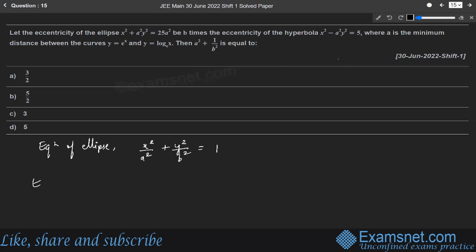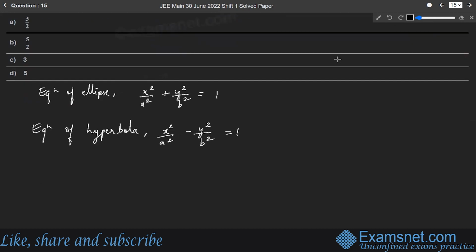Now, standard equation of hyperbola is x square upon a square minus y square upon b square is equal to 1. Now, what is the equation here for ellipse? The equation is x square plus a square into y square is equal to 25a square. So let us write this equation. X square plus a square y square is equal to 25a square.